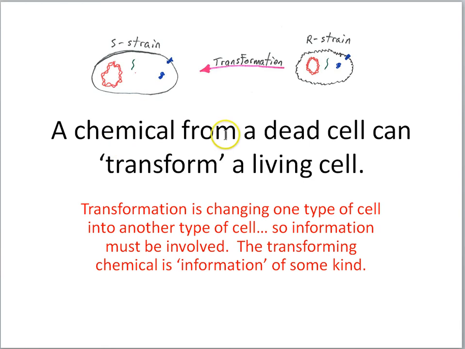So a chemical from a dead cell can transform a living cell. Transformation then is changing one type of cell into another type of cell. So information must be involved. The transforming chemical is information of some kind, and that's starting to sound like a hereditary type of molecule.